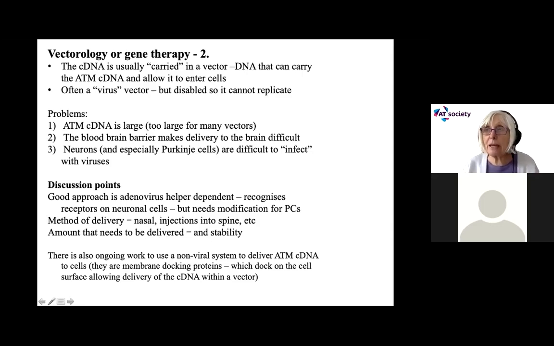And there's still a bit of a challenge for how much do we need delivered? Does it have to affect every single Purkinje cell, or would affecting 10% be enough? And how stable is it? How long will that protein worker molecule be made even if we infect the cell? So this is ongoing work, but I think progress is definitely being made here. There's also some other work that the AT Society has funded, where we've used a non-viral vector system to deliver this ATM cDNA. It's very similar, just a different delivery system, and that work's progressing well too.